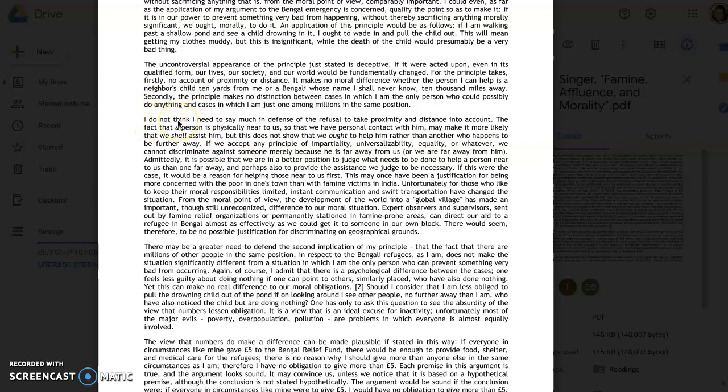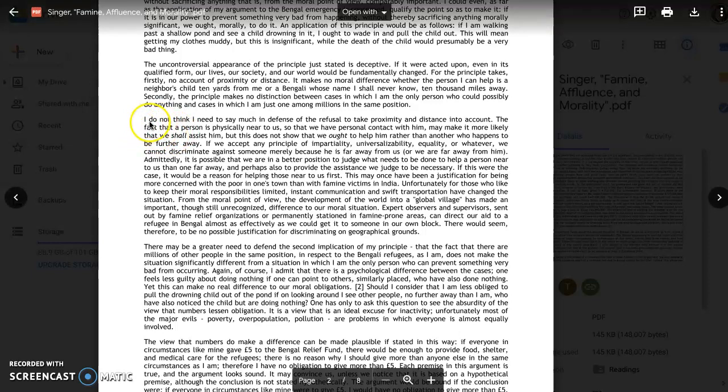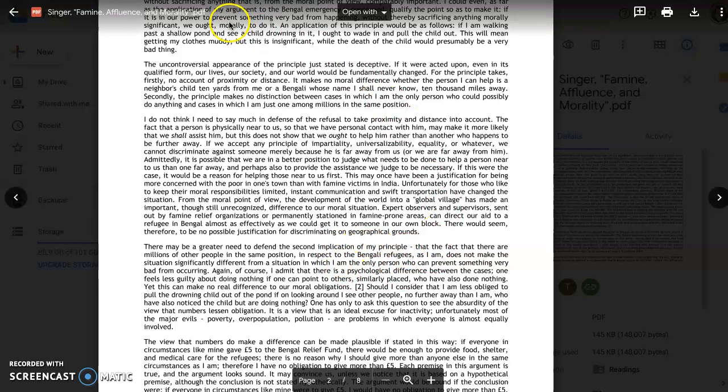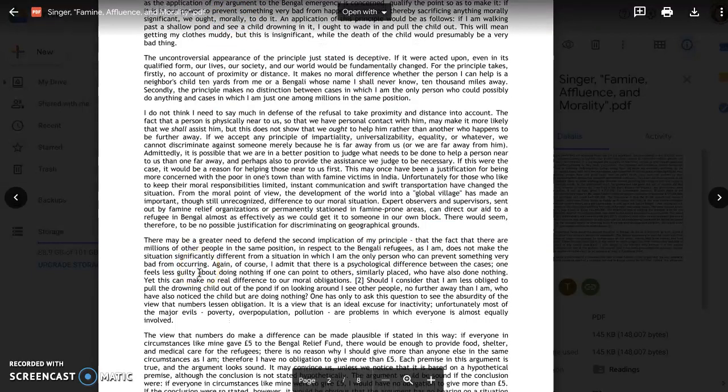I'm not sure if this will be a major section or not. Don't get lost in that until you have a big picture of the paper. And this paper is quite long, so I'm guessing there will be bigger sections. "I do not think I need to say much in defense," and so on. Okay. "There may be a greater need to defend the second implication," so we're still talking about implications of that principle from the above paragraph and defending them.